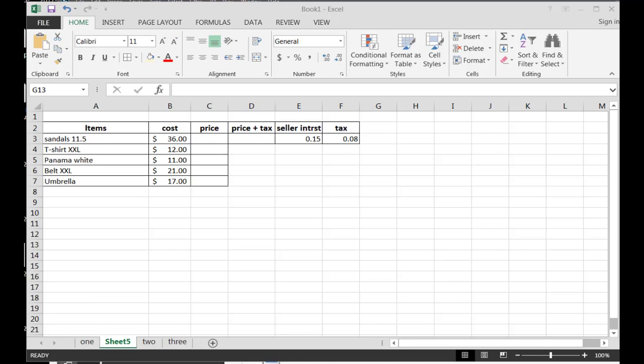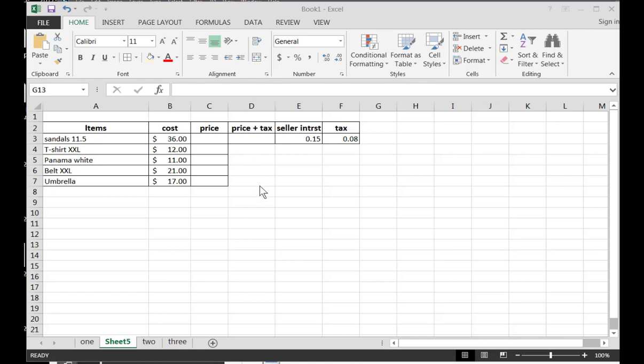Alright everybody, this is the video clip that will collect a few miscellaneous things together for the third test. First of all, I would like to introduce the table. You can see here items for sale, right? And then the cost for them, the price that can be calculated, price plus tax, seller interest, and tax.